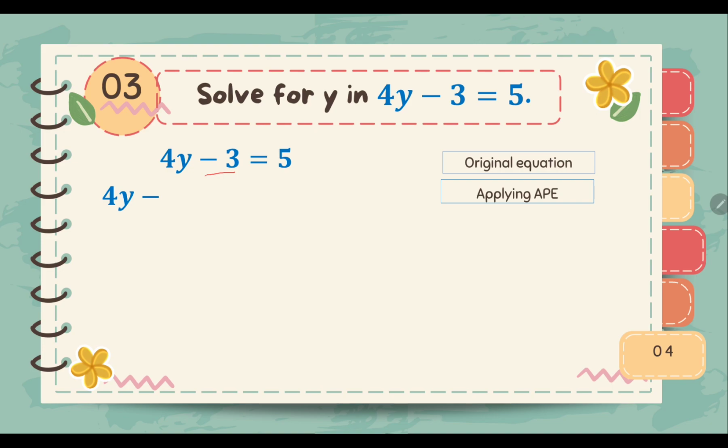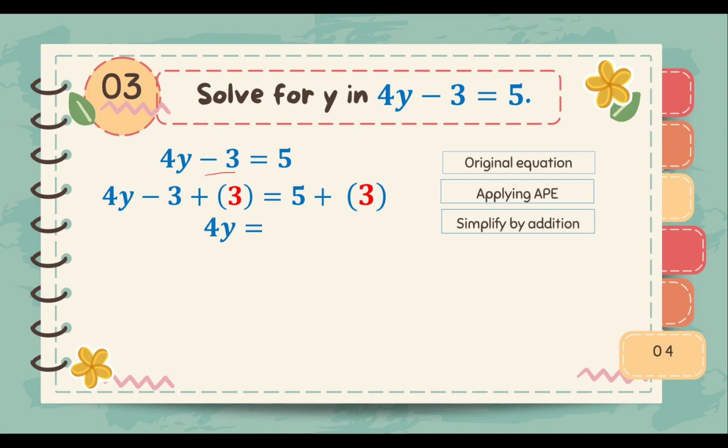That would be 4 times y minus 3 plus 3 is equal to 5 plus 3. The same number is added to both sides. And simplifying by addition, negative 3 plus 3 is 0. So we are left with 4y on the left side, and 5 plus 3 on the right side is 8.